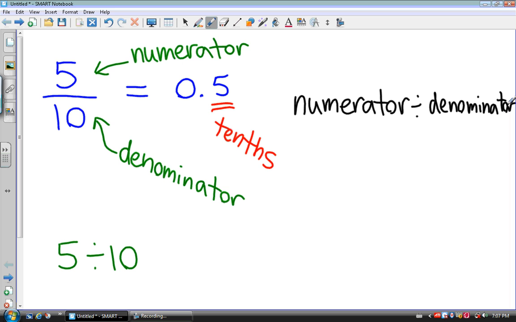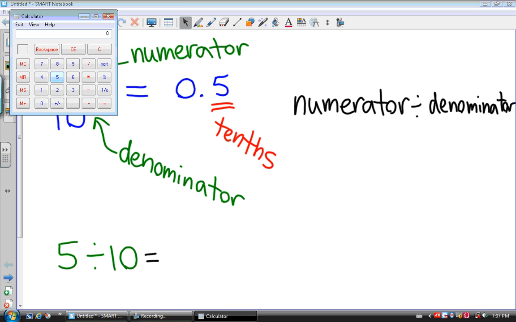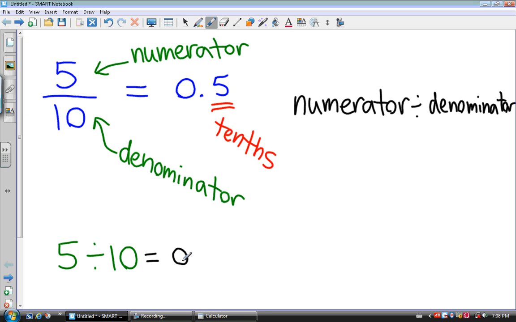Okay, so my numerator here is 5, my denominator is 10, and what do I get? Well, if I can pull out my calculator here, 5 divided by 10 equals 0.5. Let's try this strategy with a different fraction.